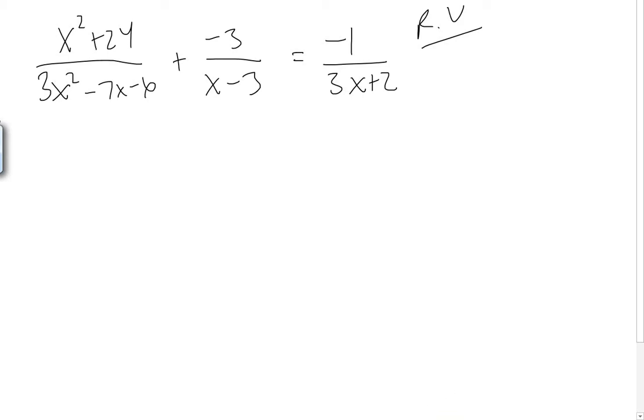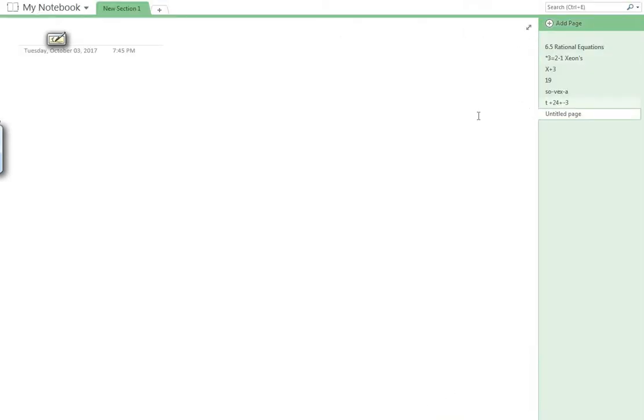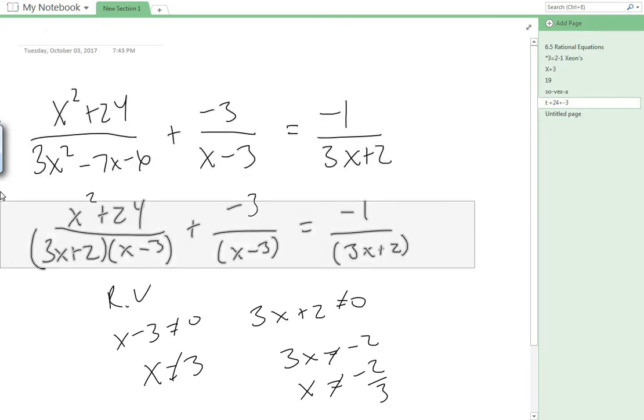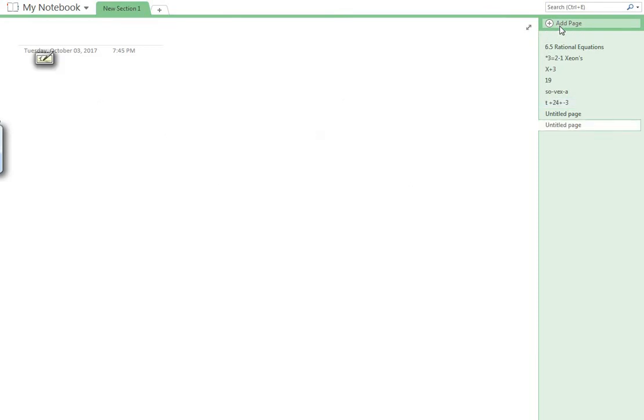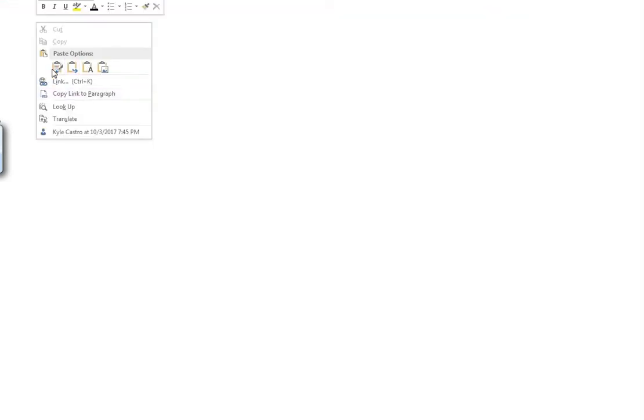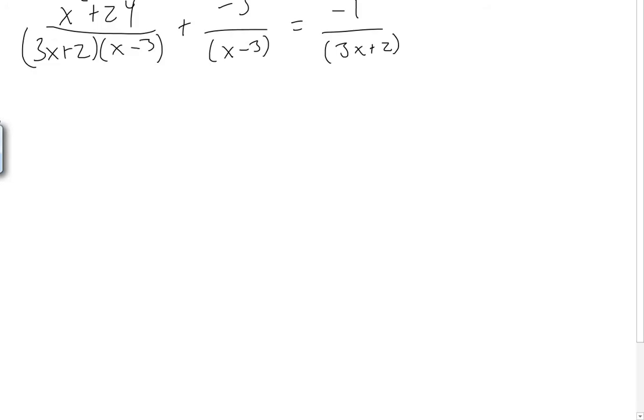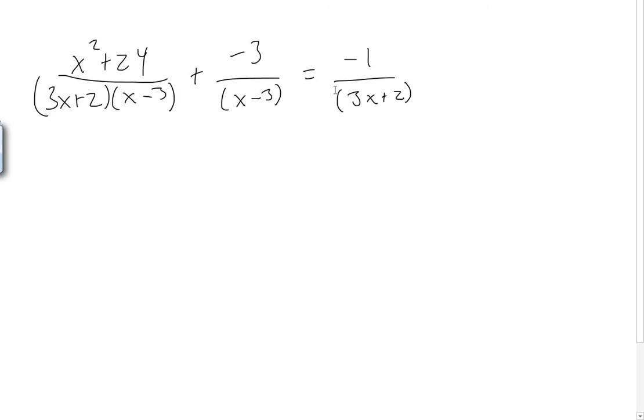Maybe I'll actually go back because I think I copied the wrong one. It would have been much better to copy the factored version. So let me add this one back to this page. Sorry, let me try to squeeze it in here. Boom. All right, there it is.